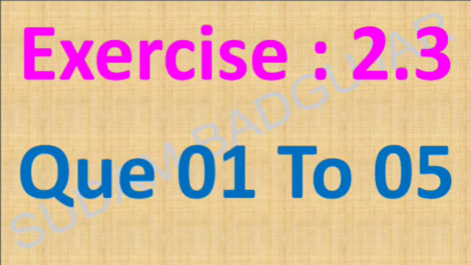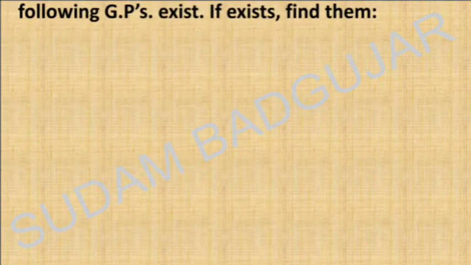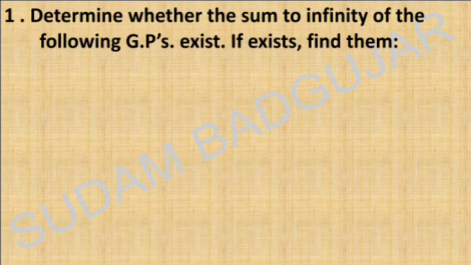Now let's start Exercise 2.3. In this video we will cover questions 1 to 5. Let's start question number 1. It's very simple. Determine whether the sum to infinity of the following GPs exists. If it exists, then find them. If the sum exists, then you have to find its actual sum by using the formula.